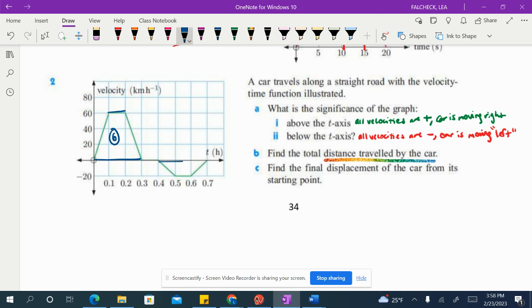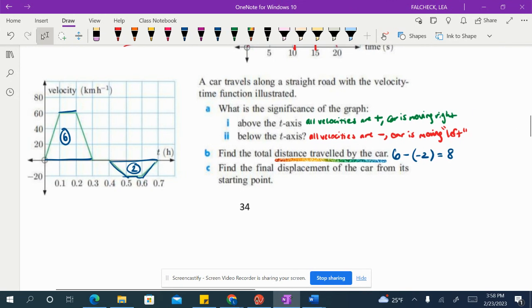And then same idea, this is a trapezoid, but it's below the x-axis. So we have the average of the two bases times the height. This one's going to give me an area of 2 down here. So if we're trying to find the total distance traveled by the car, we are going to do 6 minus -2, and that's going to give me 8 kilometers. Okay.